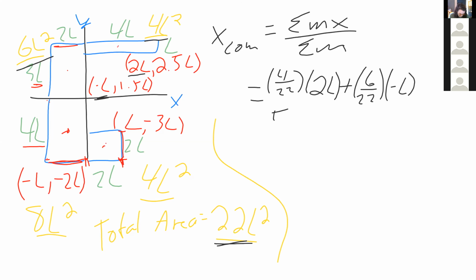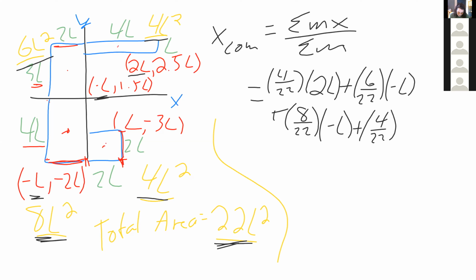The next plate is the lower left. For the mass of that plate, I have 8L squared on 22L squared. So that'll be 8 on 22. And the x coordinate is, again, -L. And then my last plate has a mass of 4L squared. So that will be 4 on 22 for the mass, multiplied by the x coordinate, which is just +L.